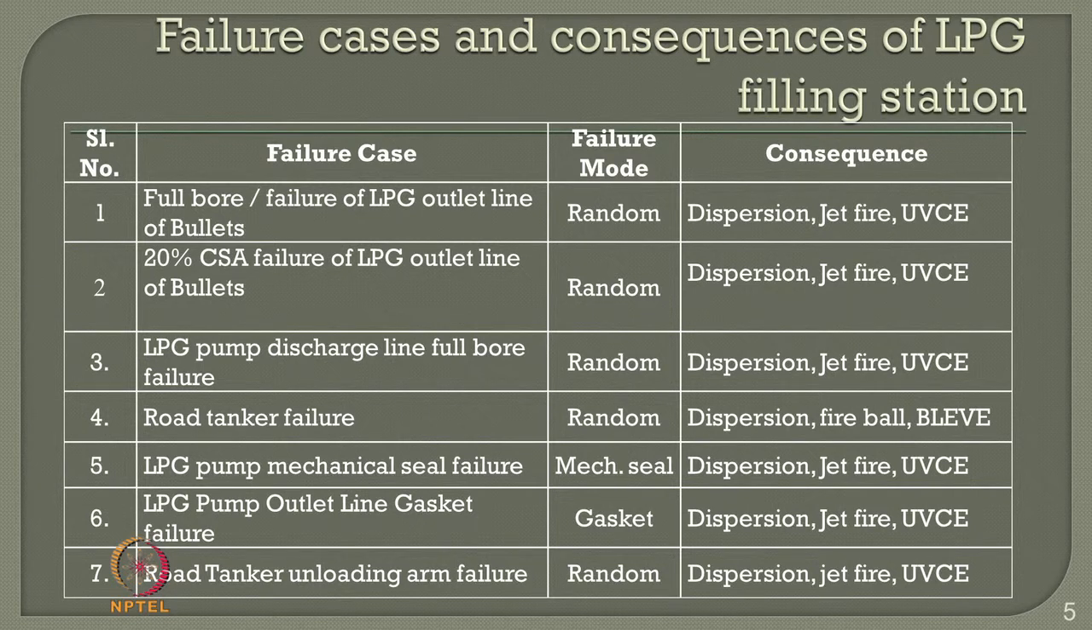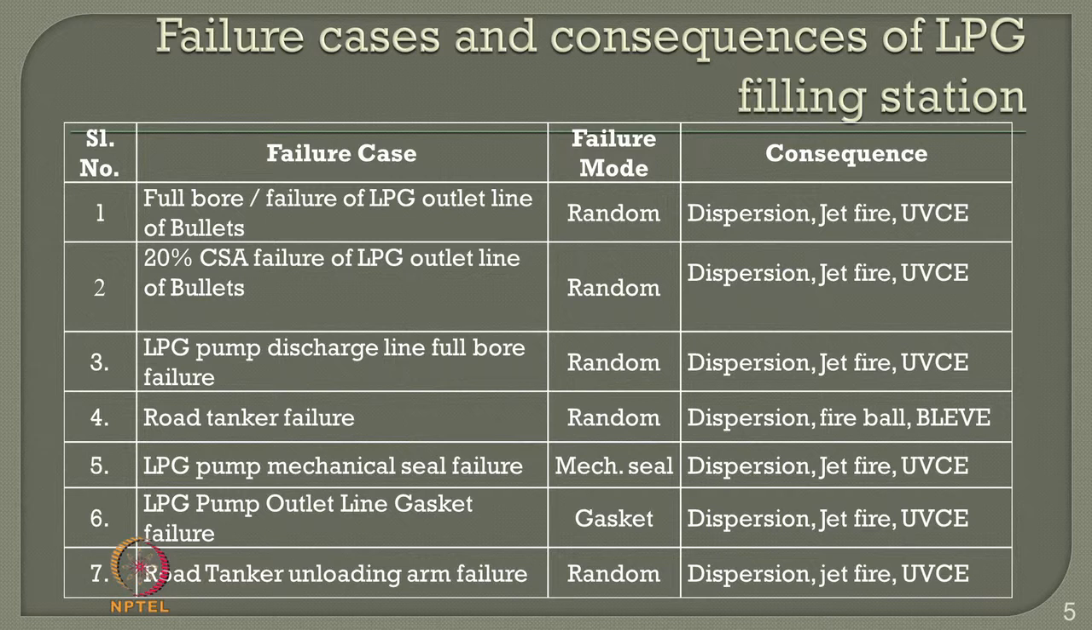Let us quickly see, for our understanding, what are those failure cases and consequences on a given LPG station which are generally considered in any such analysis. The failure cases can be a full bore failure of the LPG outlet line arising from the bullets. We can also have what is called a 20% cross sectional area failure of an LPG outlet line of the bullets. One can also envisage an LPG pump discharge line full bore failure. It can also be a road tanker failure, LPG pump mechanical seal failure, LPG pump outlet line gasket failure, or the road tanker unloading arm failure.